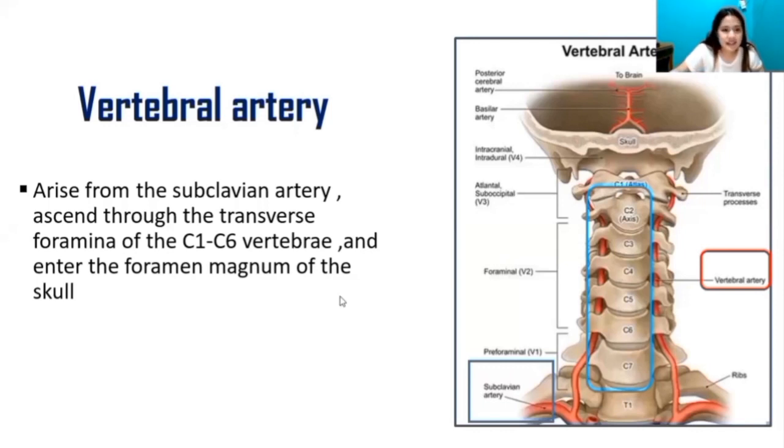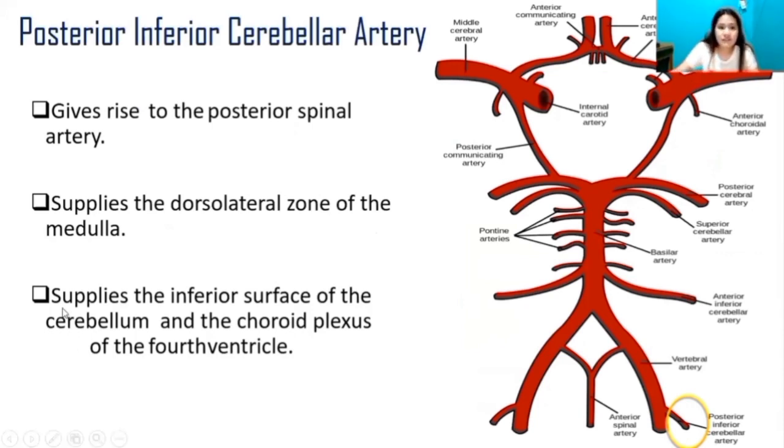As I said, it arises from the subclavian artery. It ascends through the transverse foramina of C1 here, going down to C6 vertebrae, and enters the foramen magnum of the skull. So, for the subdivision of the vertebral artery, the next is the posterior inferior cerebellar artery.